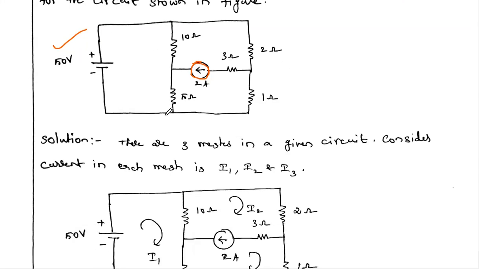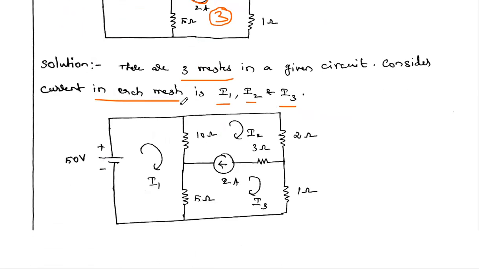The first step in mesh analysis is to identify the number of loops. How many meshes are there? This is mesh 1, one closed path. This is the second mesh, and this is the third mesh. So in the given diagram there are three meshes, and we have to consider a current in each mesh: I1, I2 and I3.